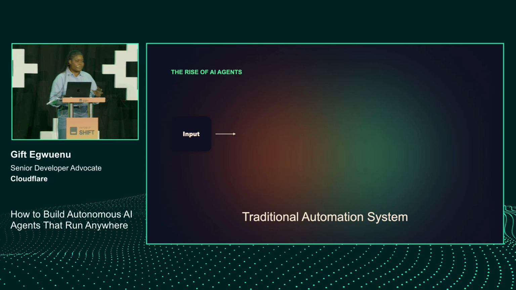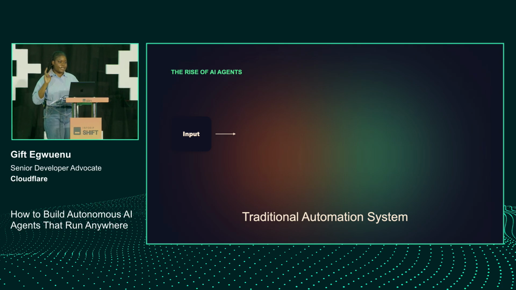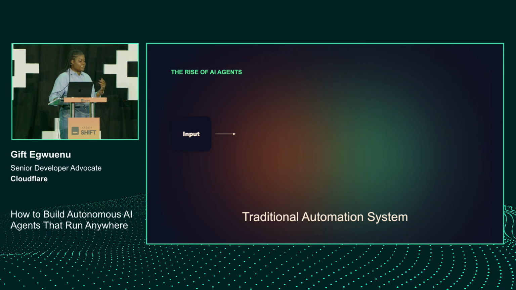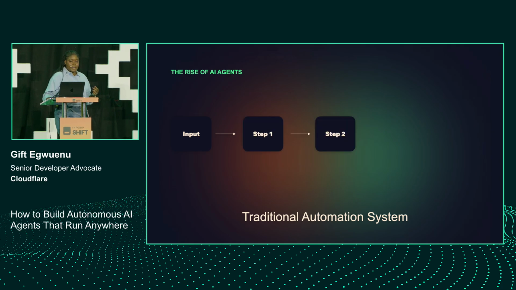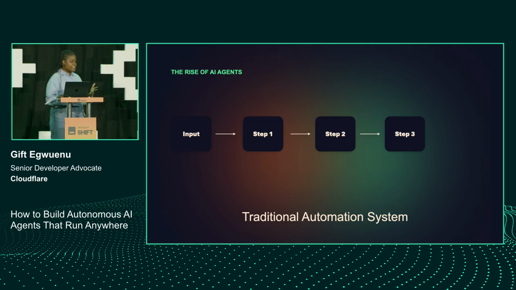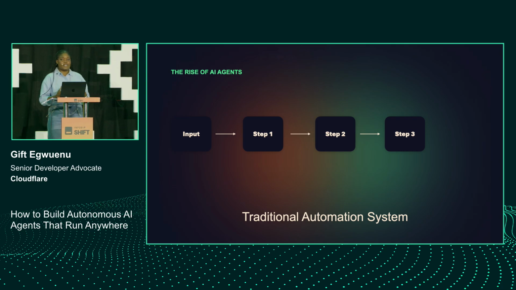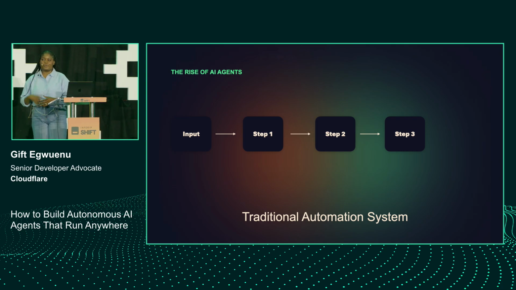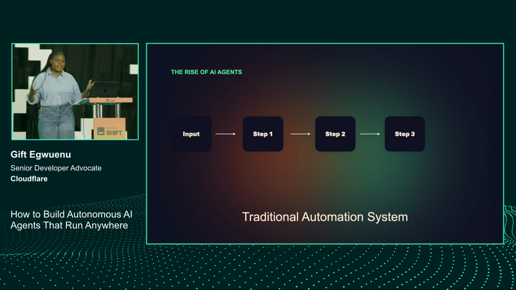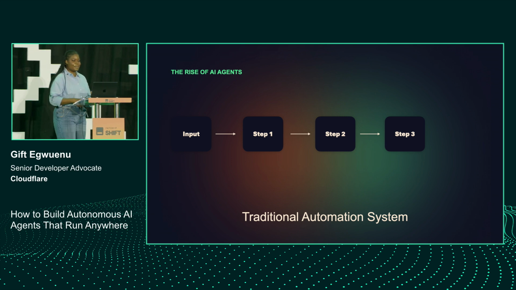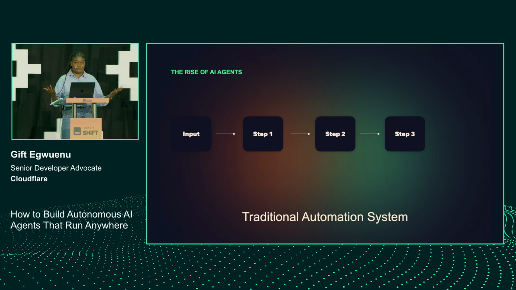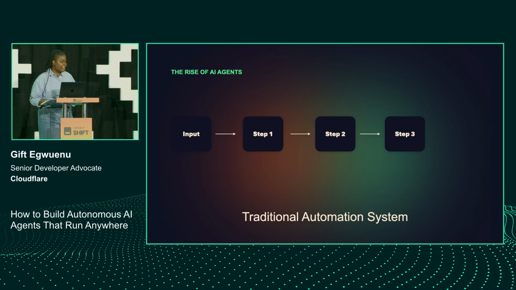So let's talk about the rise of AI agents. I'm going to share 3 distinct examples. The first one being a traditional automation system. With a traditional automation system, you literally first have to enter an input. Maybe you're trying to book, for example, a trip. I'm going to use a trip planner as my example throughout this talk because at the end, we'll be building a travel AI agent. So let's say, for example, I'm trying to book a trip.